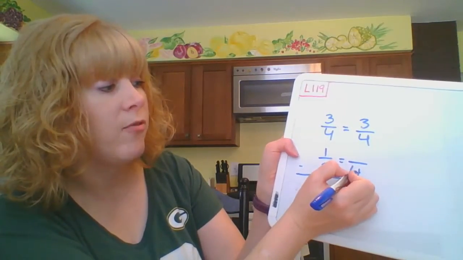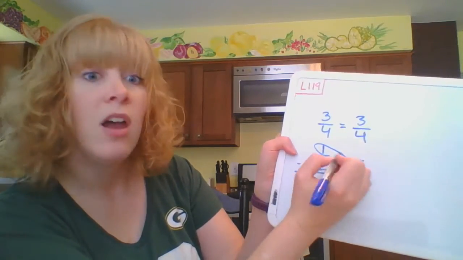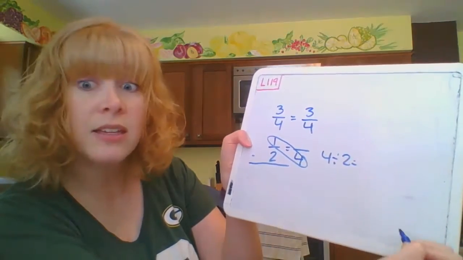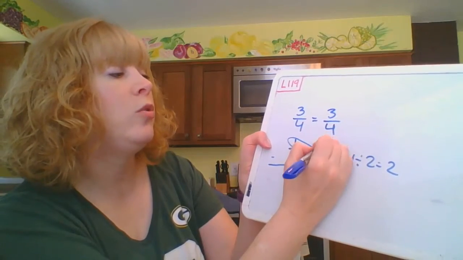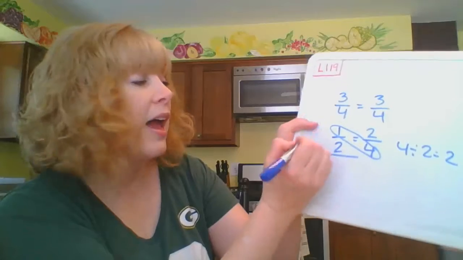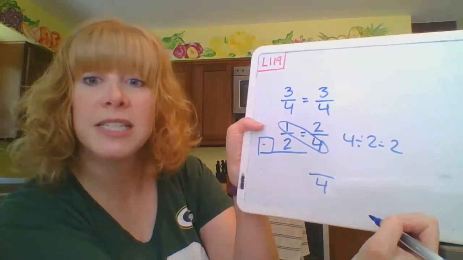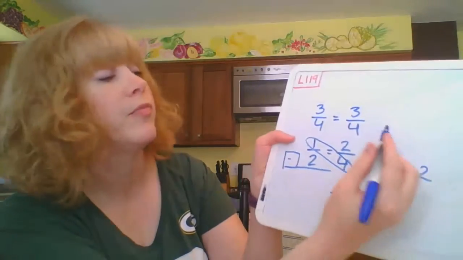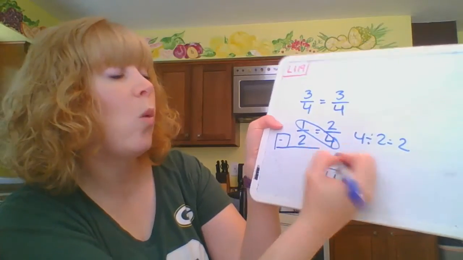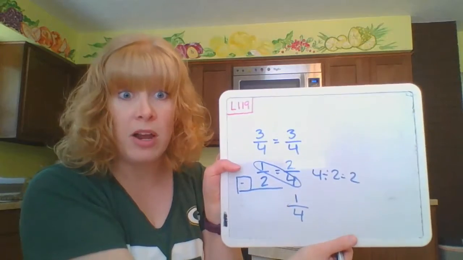I do need to figure out what my new numerator is on here. So I'm going to say 4 times 1. 4 times 1 is 4, identity property. Then 4 divided by 2 is 2. My new numerator is 2. So now I have 3/4 and 2/4. I'm subtracting. My answer will have 4ths as a denominator. 3 minus 2 is 1, and I can't reduce that any further. So my answer is 1/4.